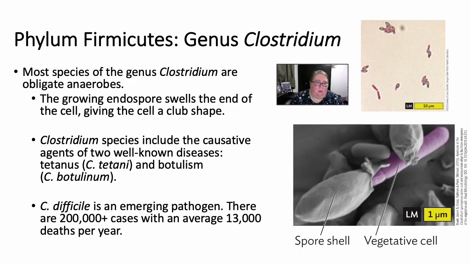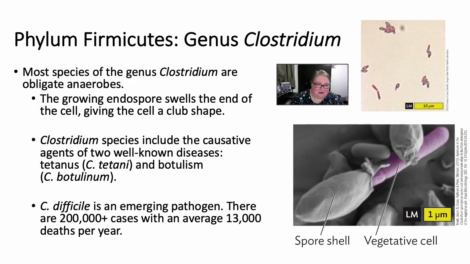Okay, now we have two really well-known pathogens that come from the Clostridium species. We have Clostridium tetani, which causes tetanus, and we have Clostridium botulinum. We also had one that used to be categorized as Clostridium, but it has a different classification, but it still is a firmicute, and that is C. difficile, or C. diff.